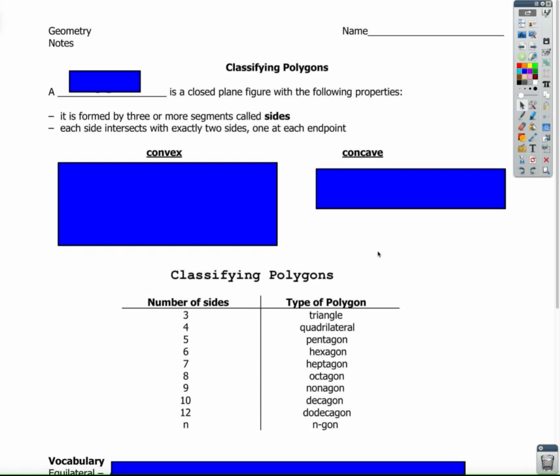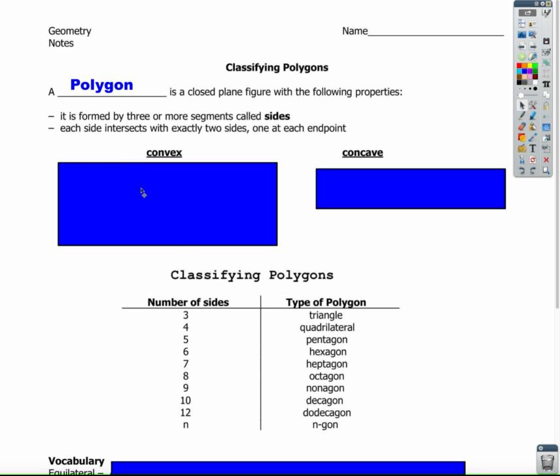Hi everyone! Today we're going to start our unit on quadrilaterals. We're going to begin this unit by discussing polygons. Polygons, as you already know, are closed plane figures formed by three or more segments that are called sides. Each side intersects with the other two sides, each at one endpoint.